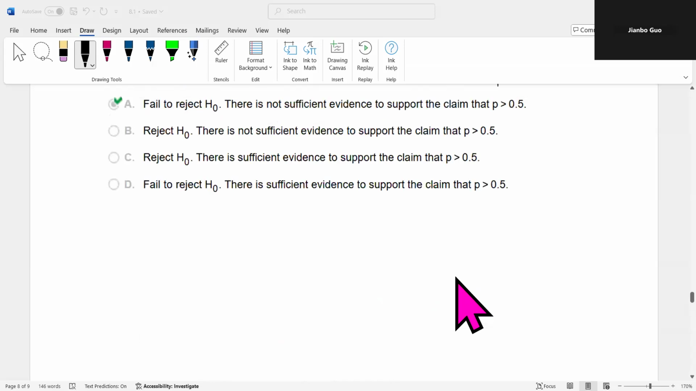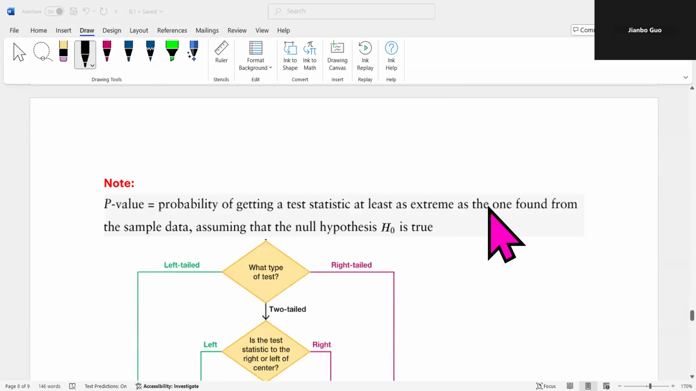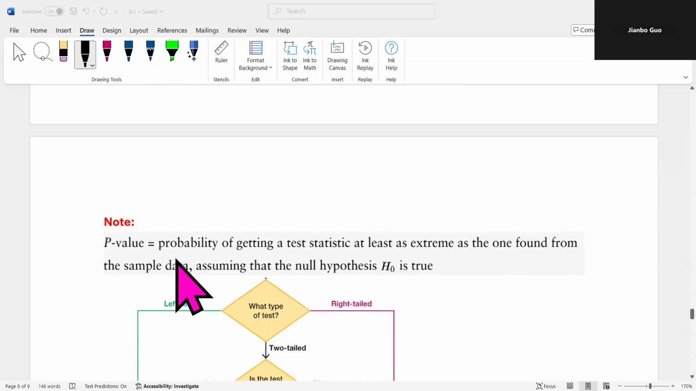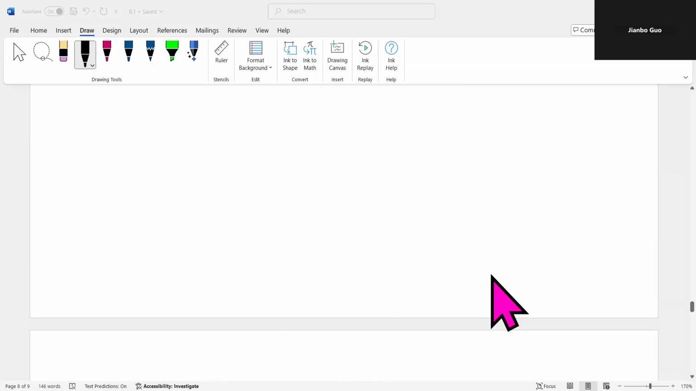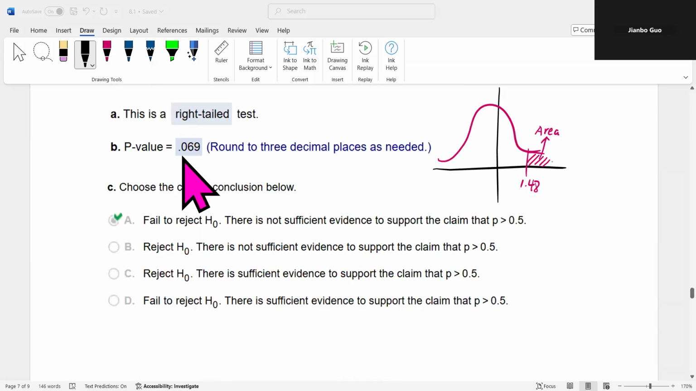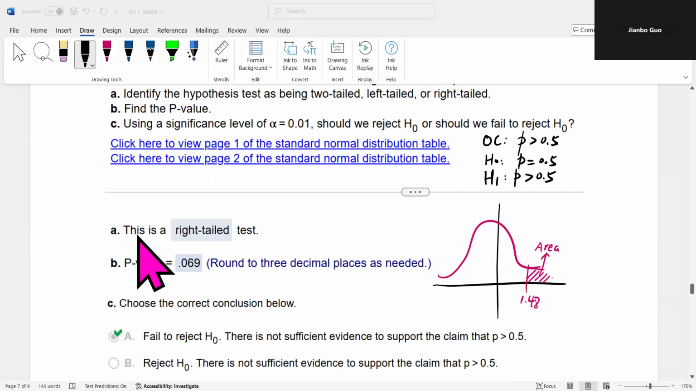The test statistic we found from the sample data is 1.48. So p-value is the chance of getting a test statistic at least equal to that, assuming the null is true. Assuming null is true, we get a probability of getting a test statistic at least as extreme as 1.48. The value is 0.069. And we are going to compare this p-value with the given significance level.